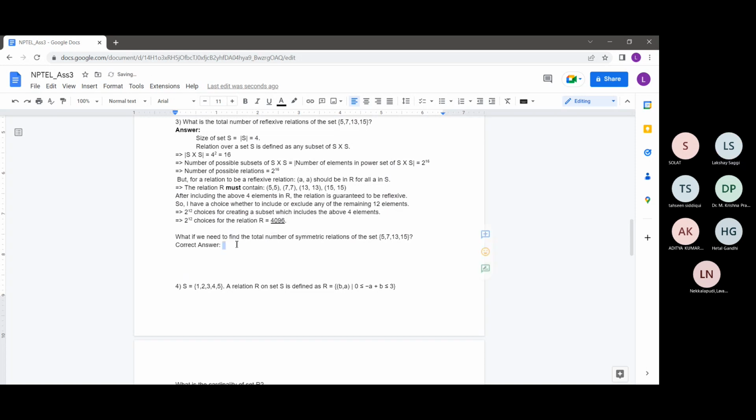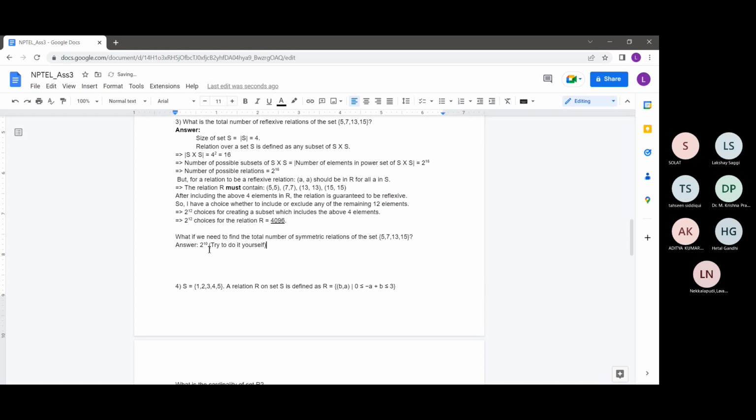Take 1 second. So yes, the correct answer, let me think of it. There would be 16 entries. So yes, Aditya, you are correct. The answer here would be 2 to the power 10. I'll just leave it to you guys to try to do it yourselves as a self exercise.